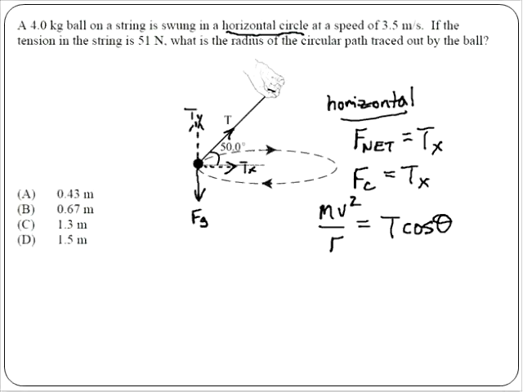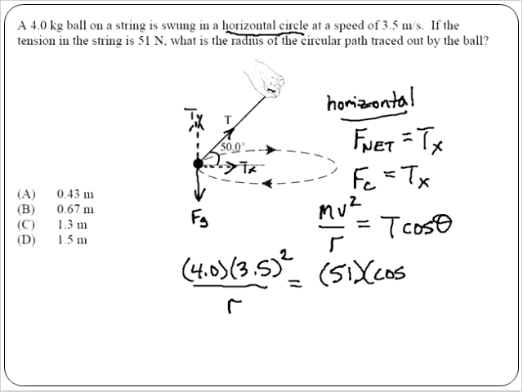So let's do that. The mass is given. It's 4.0 kilograms. The speed is also given. It's 3.5 meters per second, and it's squared. Be careful. The radius is not given. But the tension in the string is given. It's 51 newtons. And the angle is given. It's 50.0 degrees. So if I solve that for r, I get r equals 1.5.